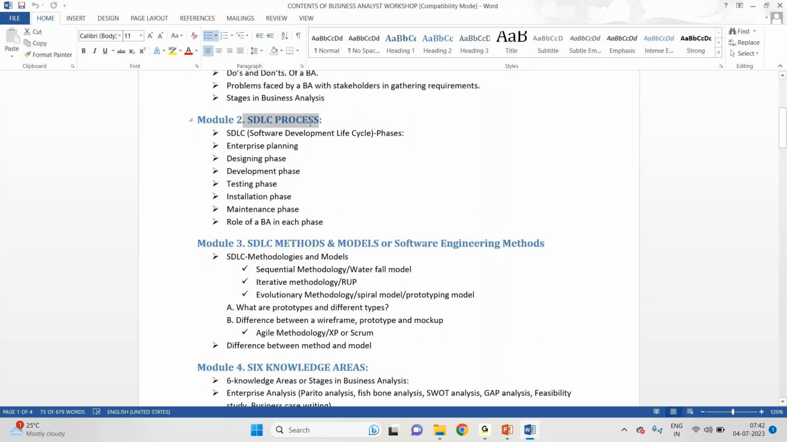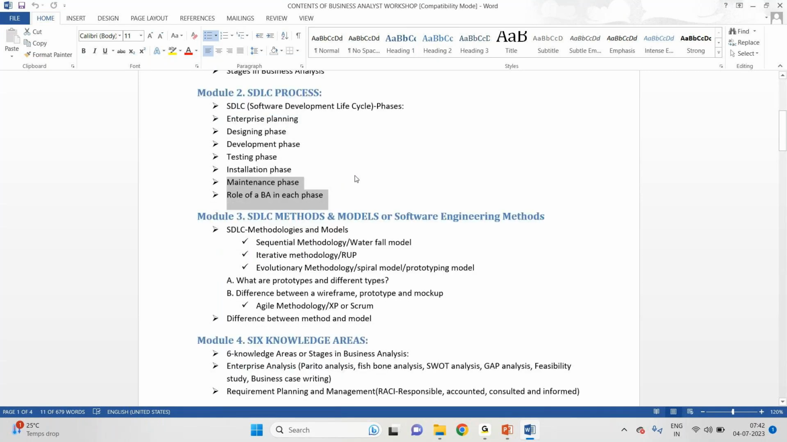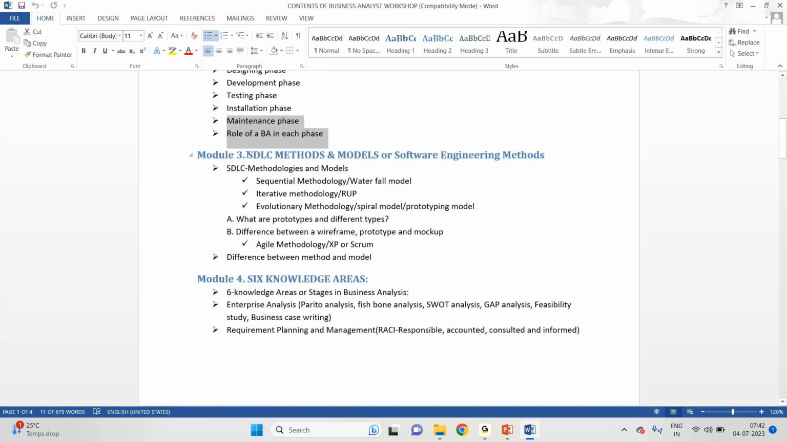Here I am going to explain you what is software development life cycle, what are the different phases. So I will be covering all these 6 phases like enterprise planning phase, designing phase, development phase, testing phase, installation phase, maintenance phase. So I will explain what happens in each and every phase, what kind of activities the IT team will do in each and every phase, and what is the role of a BA in each and every phase. Okay. Then module number 3 is SDLC methods or models.